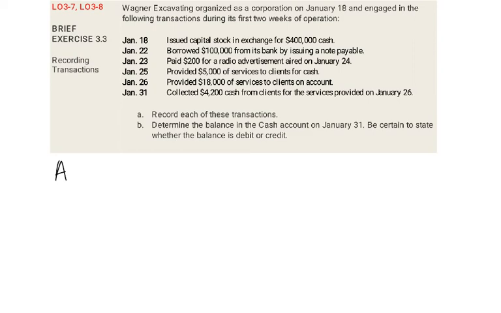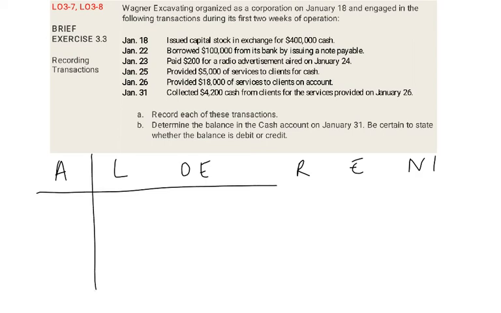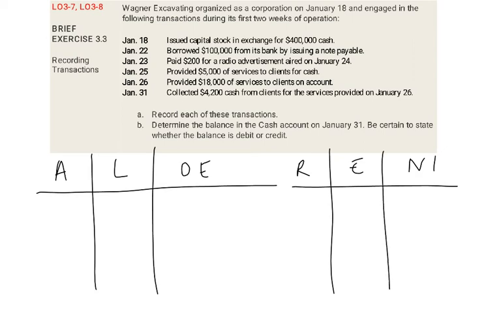So let's look at assets, liabilities, owner's equity, revenue, expenses, and net income. So remember our basic accounting equation. Assets equals liability plus owner's equity. Revenue minus expenses equals net income. That will help guide us if we get confused on what sort of reaction each account has to each transaction.